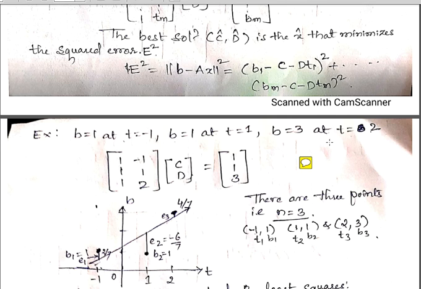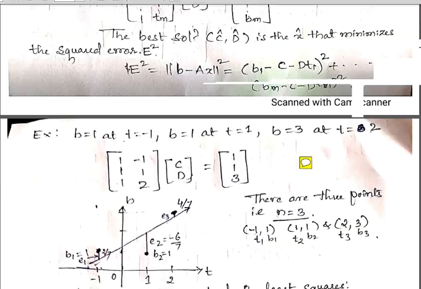Let's give the equations as C - D = 1, C + D = 1, and C + 2D = 3. And here the solution becomes quite impossible. So in these cases, to find the solutions, we have to draw in this way.